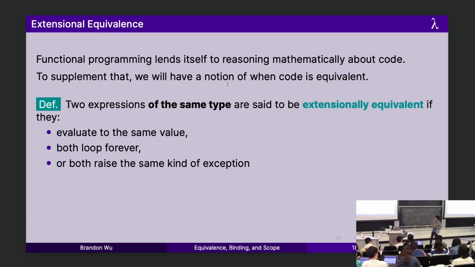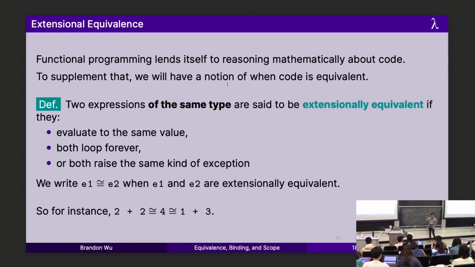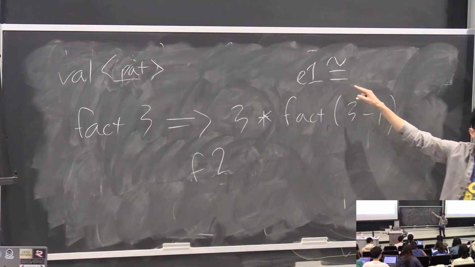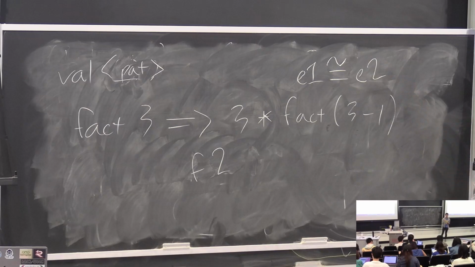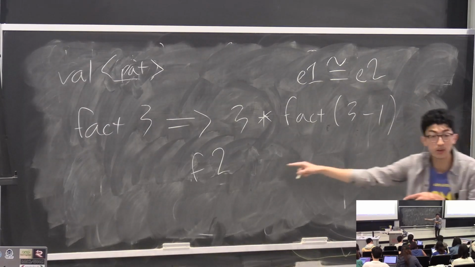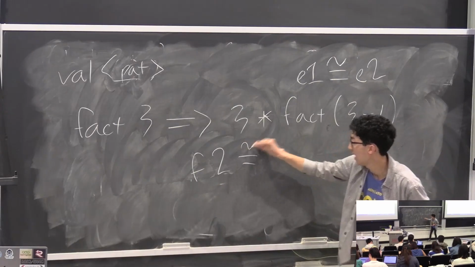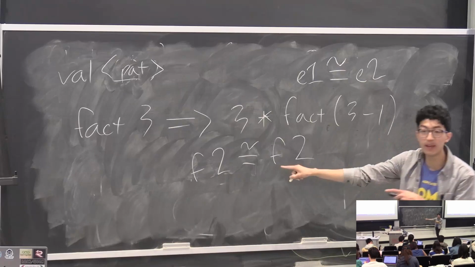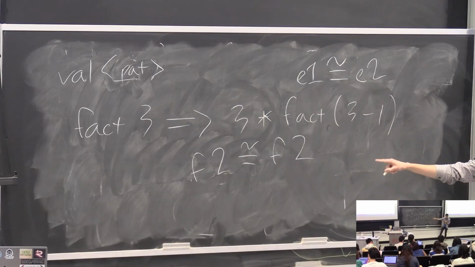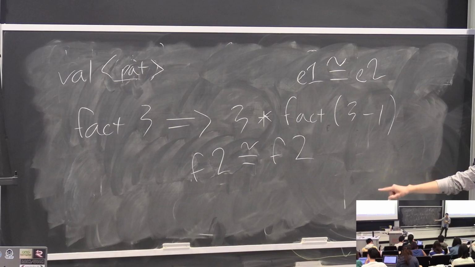Two expressions are extensionally equivalent if they either evaluate to the same value, they both loop forever, or they both raise the same kind of exception. You might have gotten this in lab. So we write this shorthand E1, and we do E1 equals with this little tilde over it, E2, when they're extensionally equivalent. So to put in mathematical notation what I was saying earlier, if I have f of 2, this is always true. F of 2 will always be extensionally equivalent to f of 2 because I cannot mutate the world. I cannot change the function's behavior.